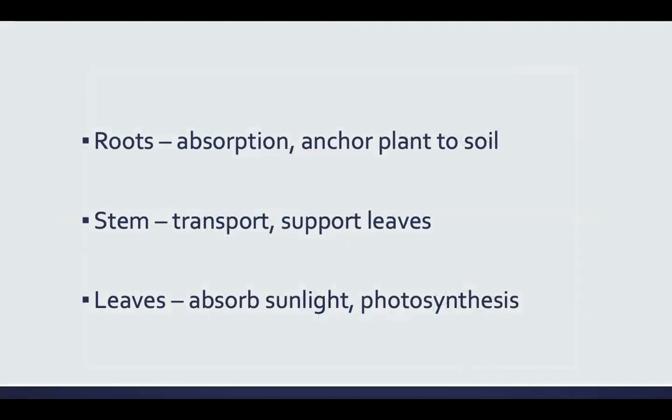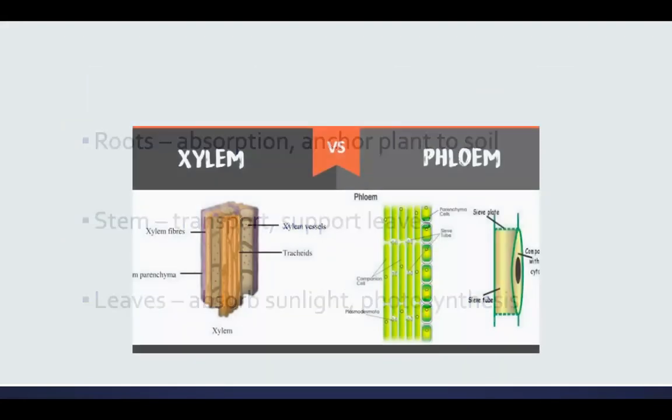So the roots are the part of absorption. They will anchor the plant to the soil. The stem will be the part of the plant that transports and supports the leaves. So the stem transports all the nutrients to the leaves from the ground, and the leaves will absorb sunlight. So using sunlight, carbon dioxide, and water, they will undergo photosynthesis. And again, that's just the chemical reaction of creating glucose and oxygen.